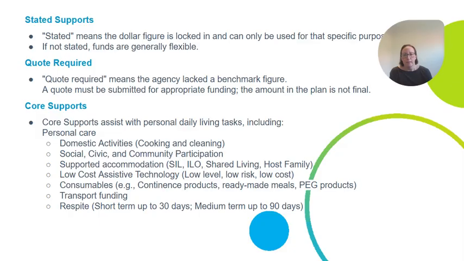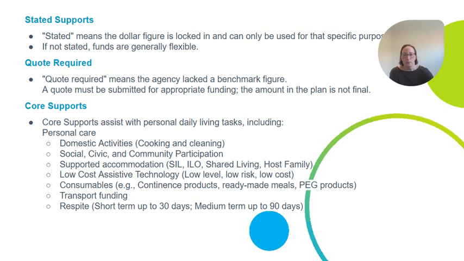In an NDIS plan, you'll see something called stated supports that sometimes says you'll also need a quote required, or there might be nothing. In stated supports, it means that the participant's plan or dollar figure is locked for the purpose of that stated item or stated therapy. If it's not a stated support, then the funds are generally used quite flexibly within that category. If you see quote required, that means the agency didn't have a benchmark figure to assign to that line item. You probably won't get many of those, but it means that you'll need to submit a quote in order to ensure that the client is appropriately funded, and then it's reflected in their next plan.